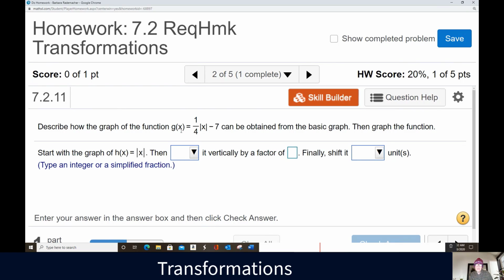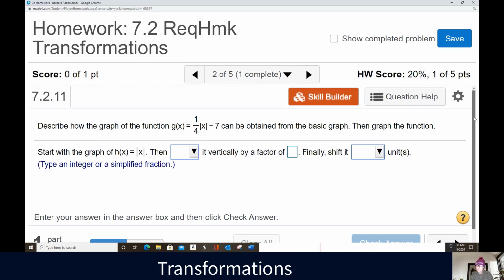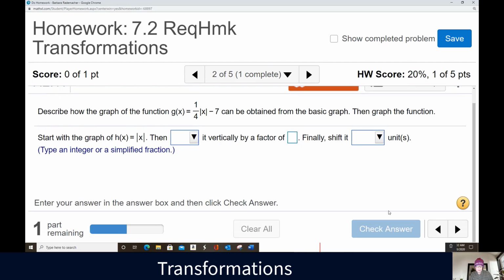Describe how the graph of the function g of x equals 1/4 times the absolute value of x minus 7 can be obtained from the basic graph. Then graph the function. Okay. And see how the blue here is only filled in halfway? That means you're answering the first of 2 questions.